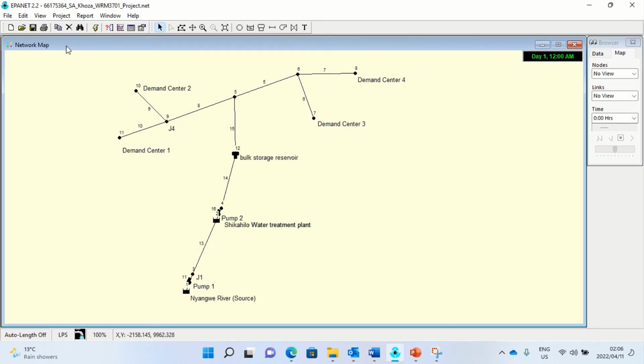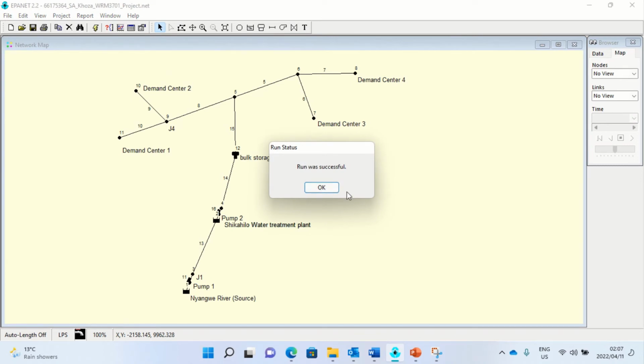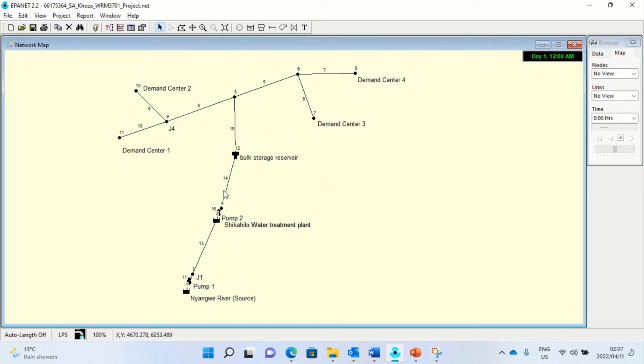Well, as shown on the previous slide, the run was successful for the water network. From the given layout of the water network, I was given a source which was the Nyangwe River, and then I've put it as a reservoir since it's a source, and also the water treatment plant, I've put it as a reservoir since it's another source. And then we have a bulk storage reservoir. Since it's a storage, then I've put it in as a tank. I have my demand supplies here, demand center number 1, 2, 3, 4, which I've put in.